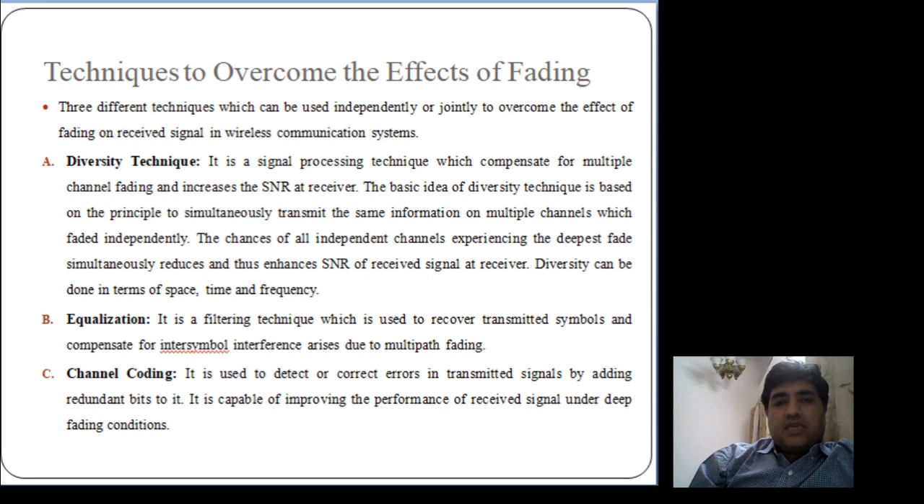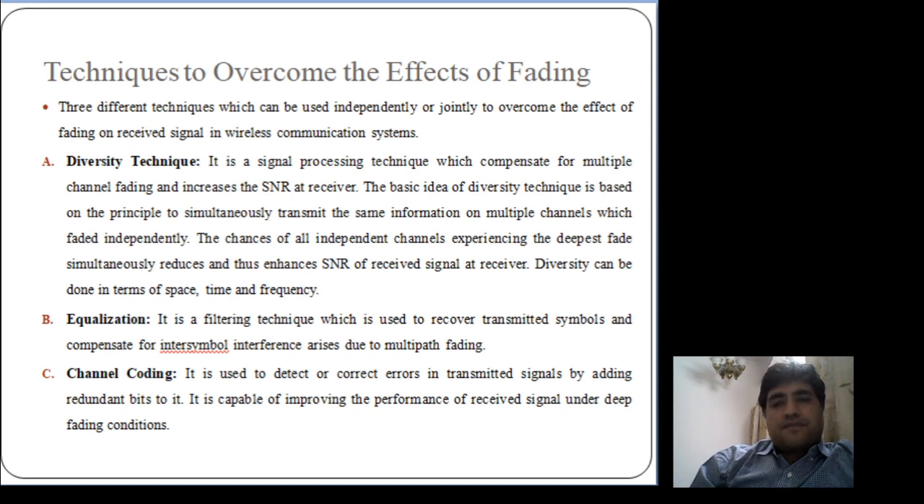Another technique is equalization. It is just like a filter which is applied at the front end of the receiver. The idea of equalizer is to recover a transmitted signal to the desired receiver, so as to overcome the intersymbol interference, which arises due to multipath fading. Intersymbol interference means when the symbol of one receiver is overlapping on the symbol of another receiver. So this can be overcome with the help of equalizer.